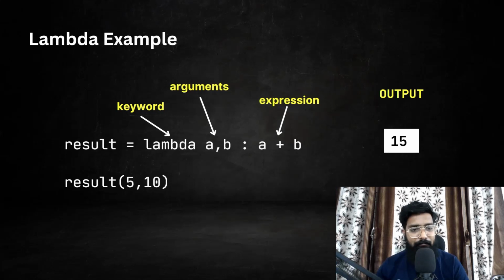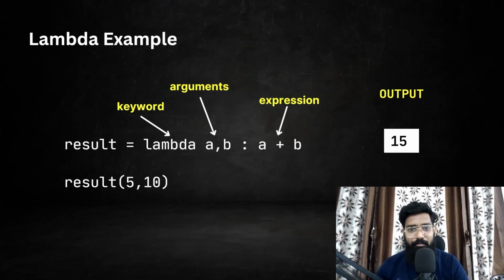We can see the example. Result is a variable or object of a lambda. Lambda is a keyword, a comma b colon a plus b. What is this lambda function doing? Addition of two arguments. Result 5 comma 10 is nothing but returning 15.